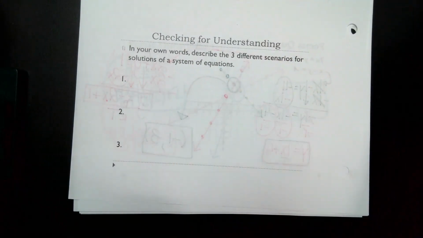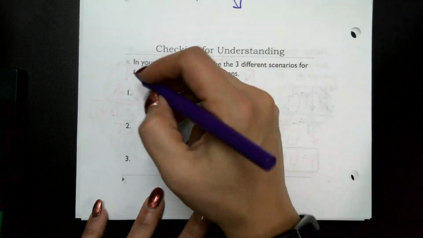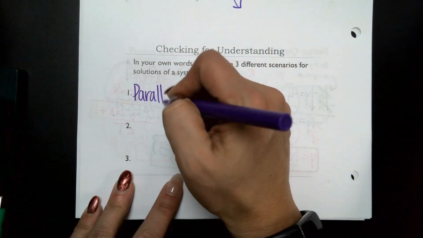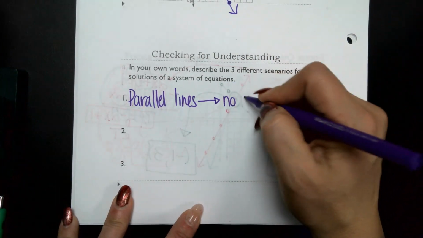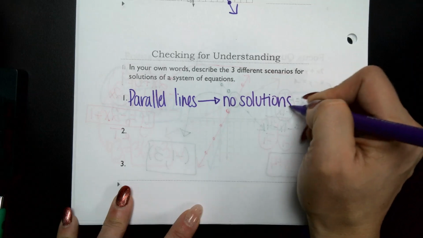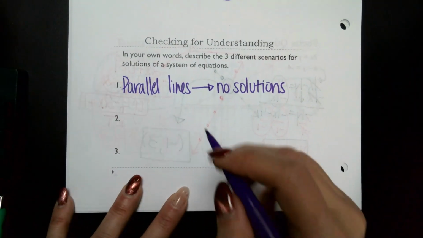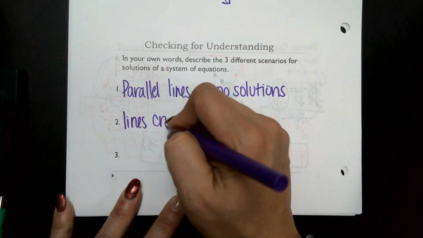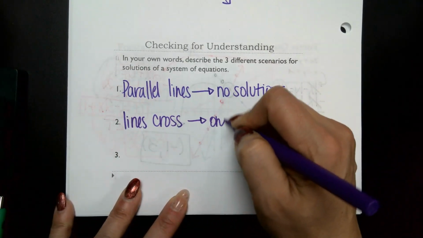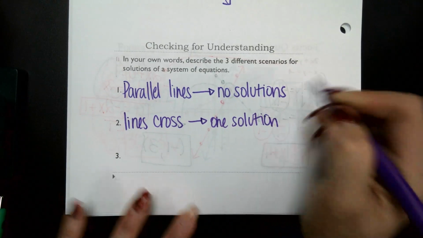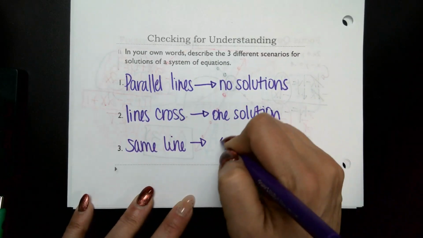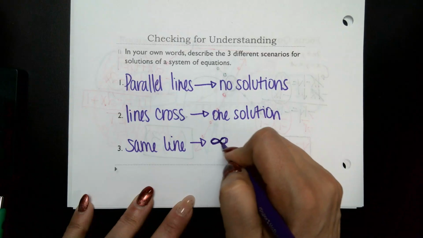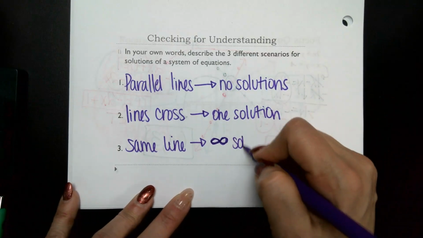Okay, down at the bottom, the 3 different options here. Okay, so let's write down, if you graph them and they're 2 parallel lines, how many solutions are there? No solutions. If the lines do cross, there's 1 solution. And if you have 2 of the same line, I'm just going to draw the symbol because I'm just being lazy right now. Infinitely many solutions.